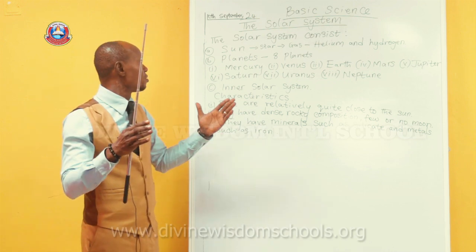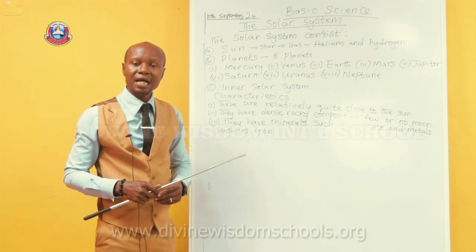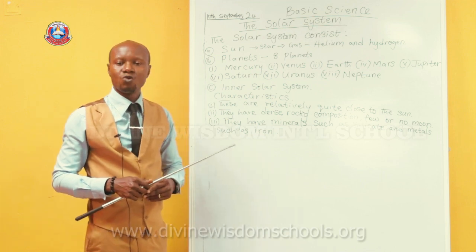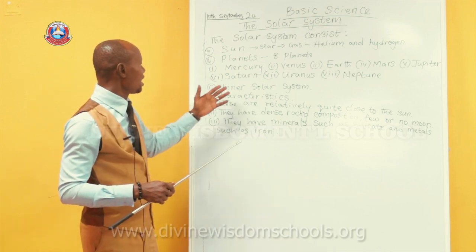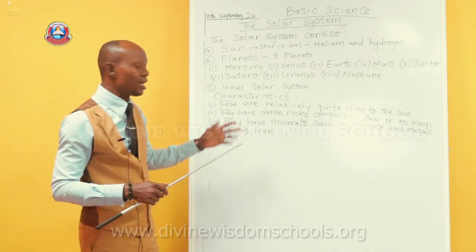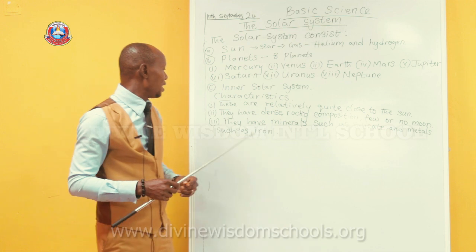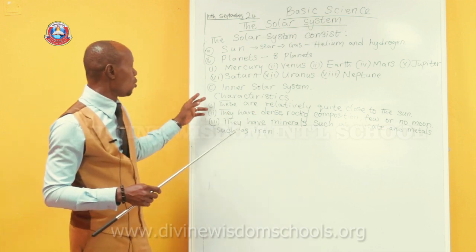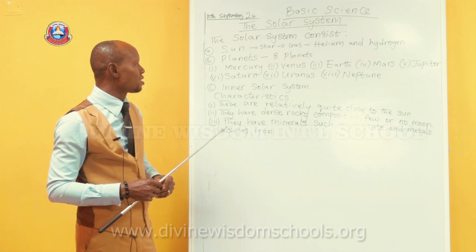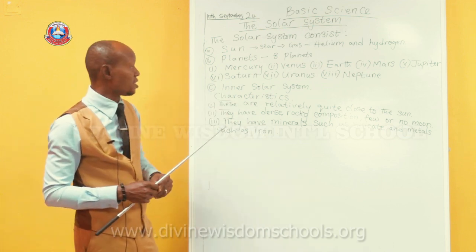They have been categorized into 2 categories, and they are the inner solar system and the outer solar system. The inner solar system has some characteristics which we are going to look at, and that is where we are going to call it a day. And these characteristics, number 1, these planets are relatively quite close to the sun. I'm talking about the inner solar system.